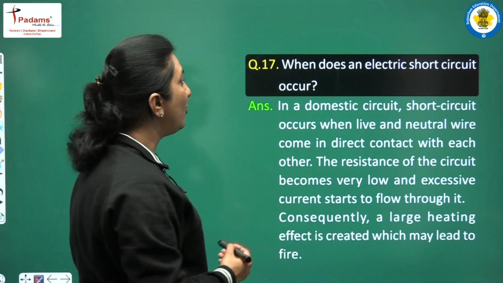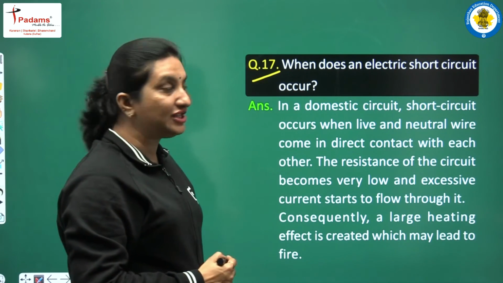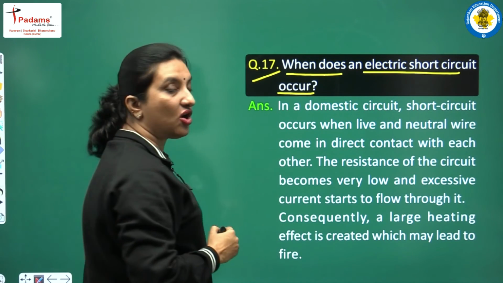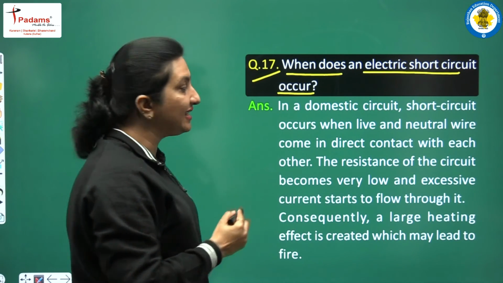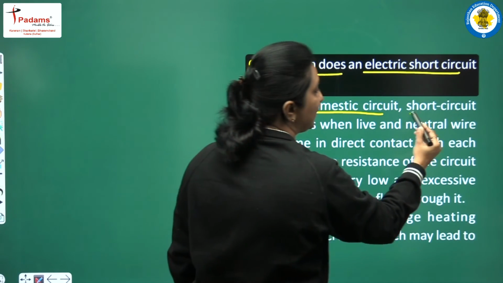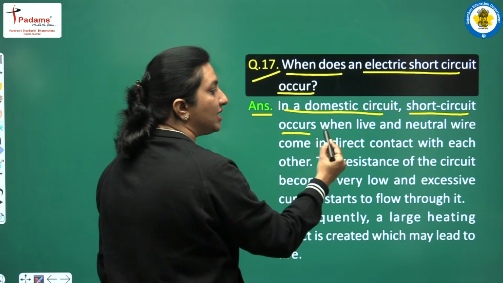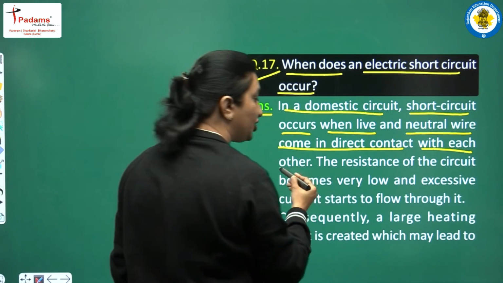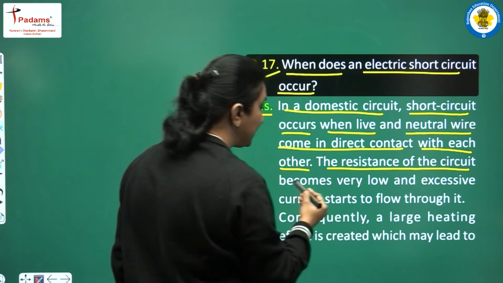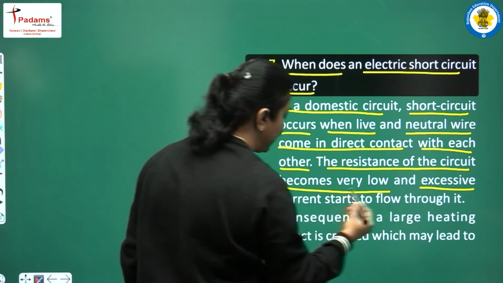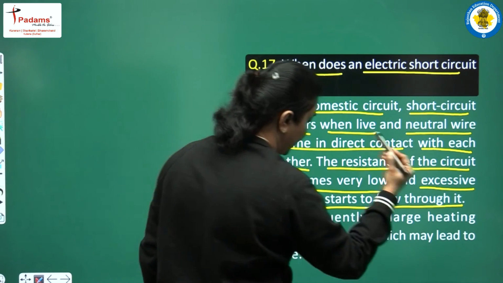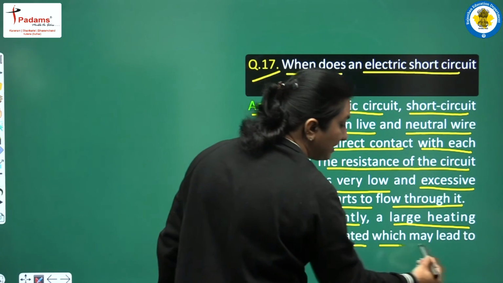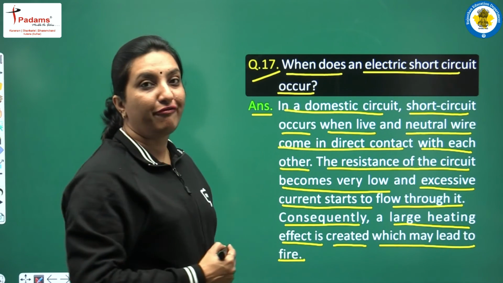Right, students? Now, let us see question number 17. When does an electric short circuit occur? Now, students, we will write the answer like this. In a domestic circuit, short circuit occurs when live and neutral wire come in direct contact with each other. The resistance of the circuit becomes very low and excessive current starts to flow through it. Consequently, a large heating effect is created which may lead to fire.